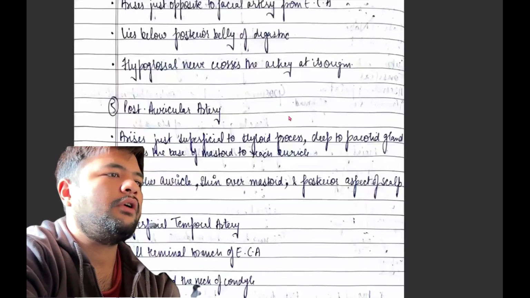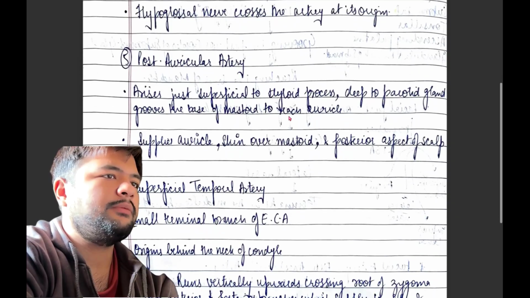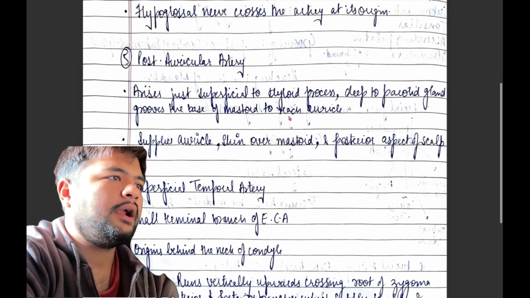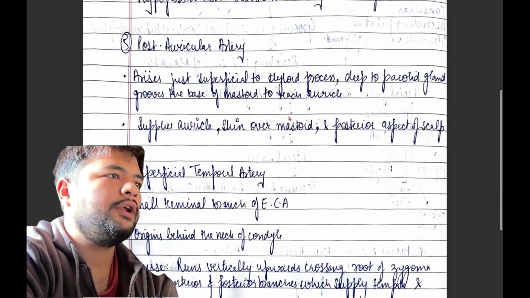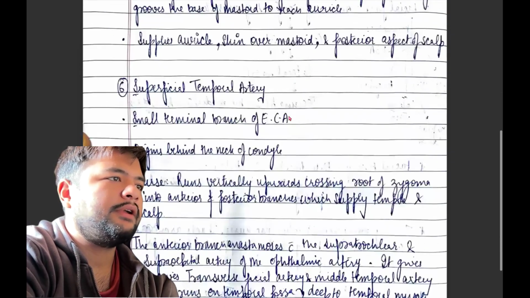Then coming to the posterior auricular artery. The posterior auricular artery arises just superficial to the styloid process, deep to the parotid gland, and grooves the base of the mastoid to reach the auricle. It supplies the auricle, skin over the mastoid, and the posterior aspect of the scalp.